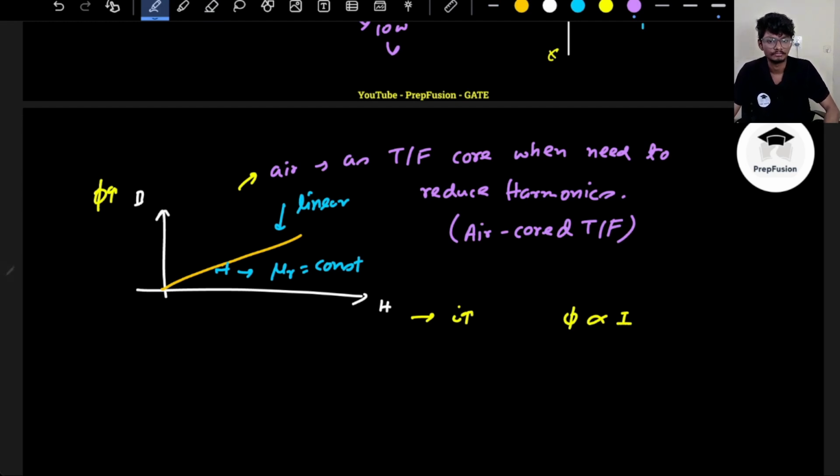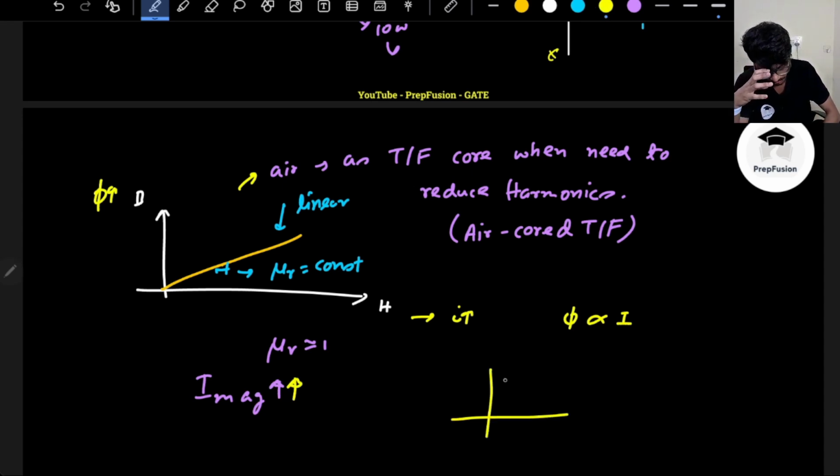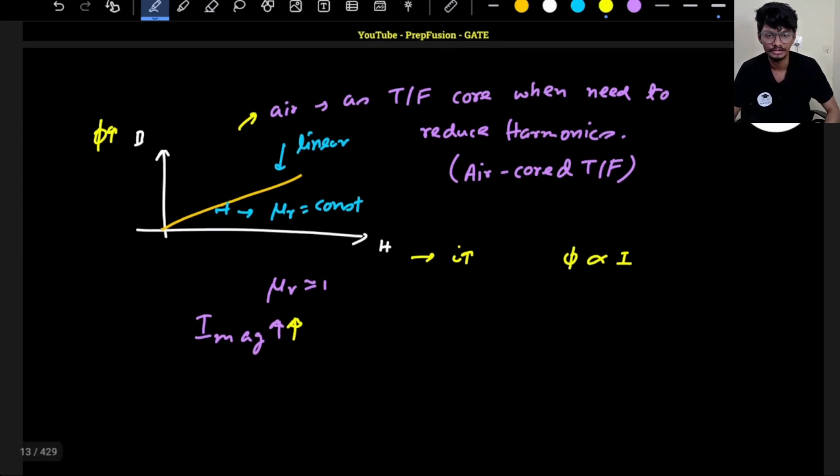But what is the problem? The problem is that I will require more magnetizing current, right? Because generally, air mu r is approximately equal to 1. If it is approximately 1, my magnetizing current will be very high, so my power loss will be very high. To pass the same amount of flux, the magnetizing current will be very high. Basically the problem is it will consume more power. Of course, we don't want to waste too much power in generating the magnetic field itself.